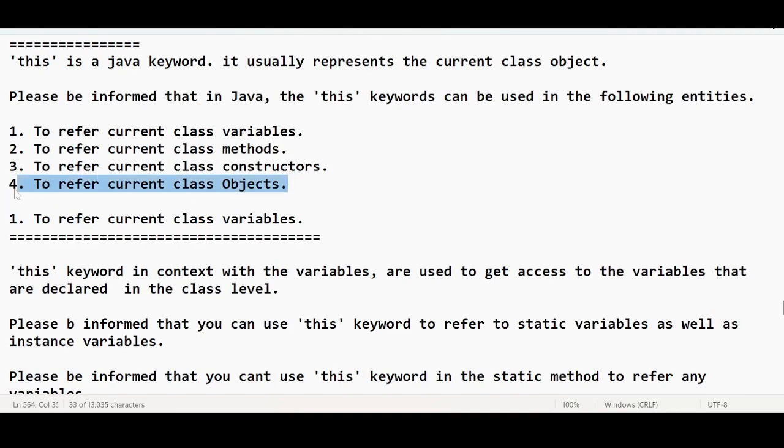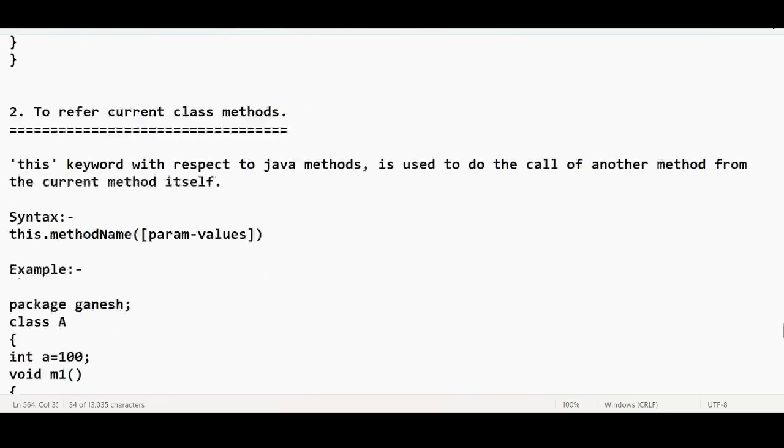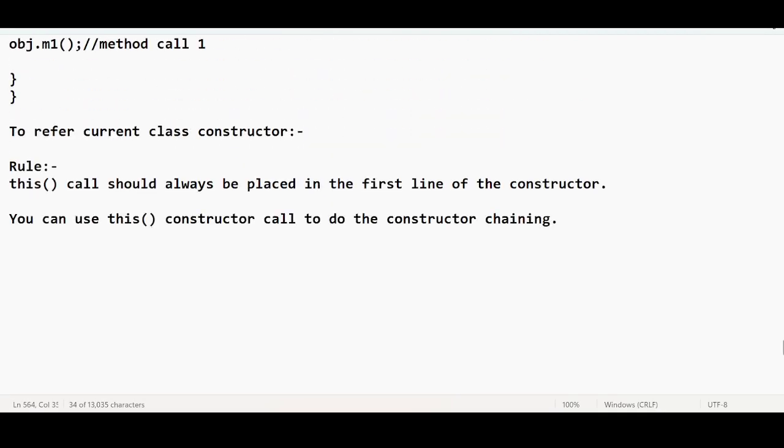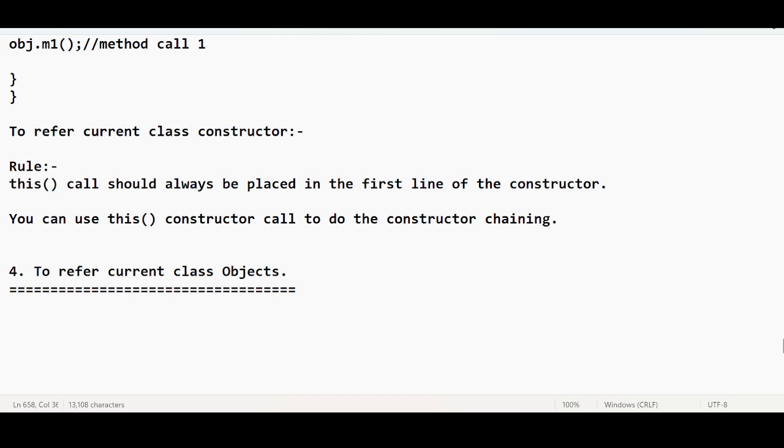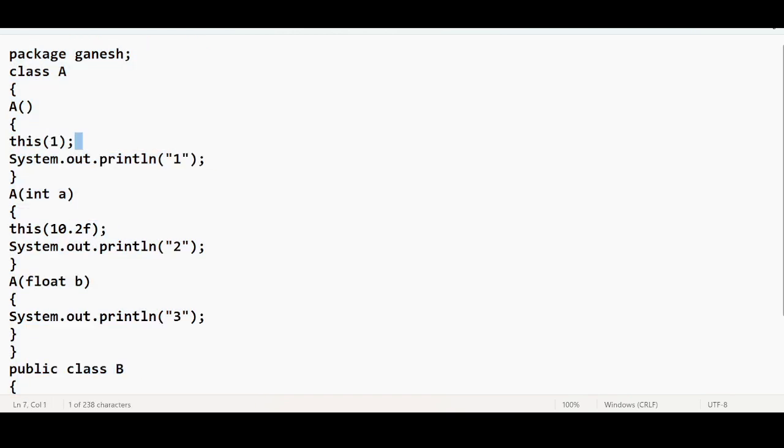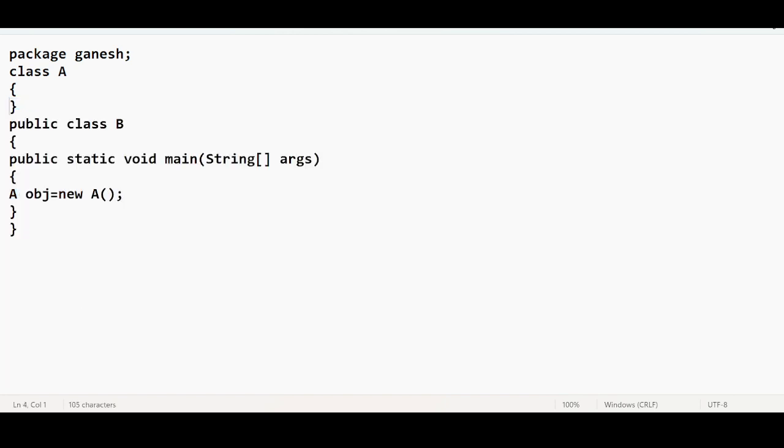What is the last one? To refer to current class objects. What does it mean? Let me give you a small program. So I have a program, class A. Let me remove all this. We don't require constructors anymore.